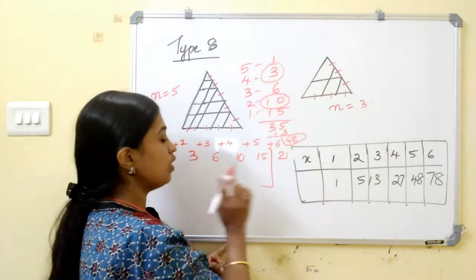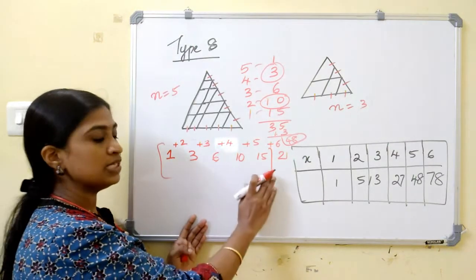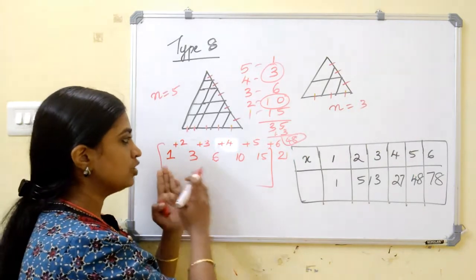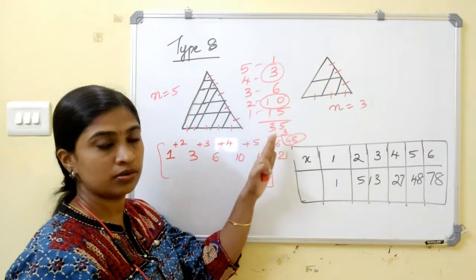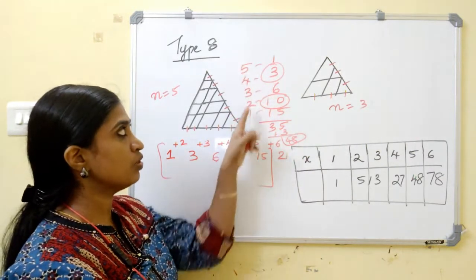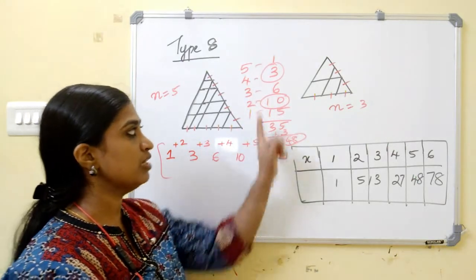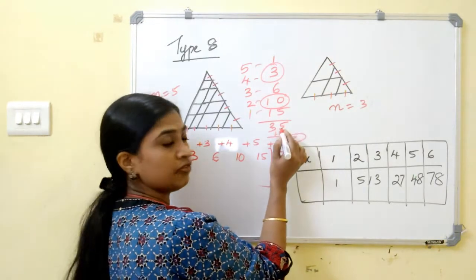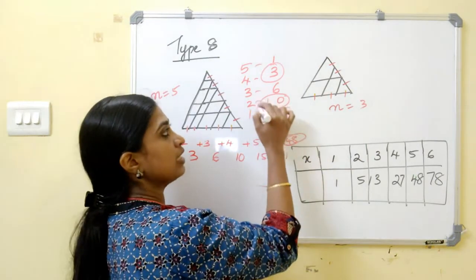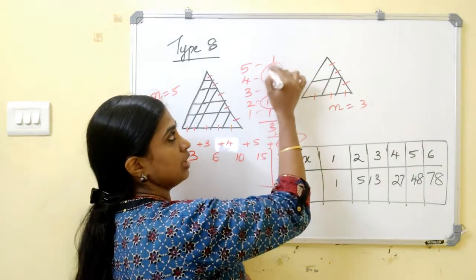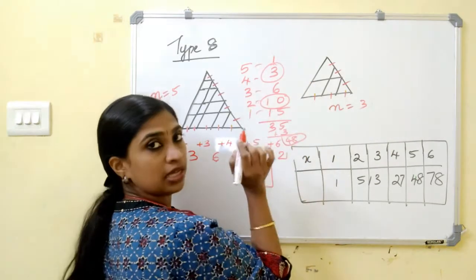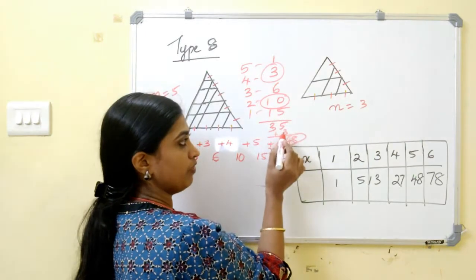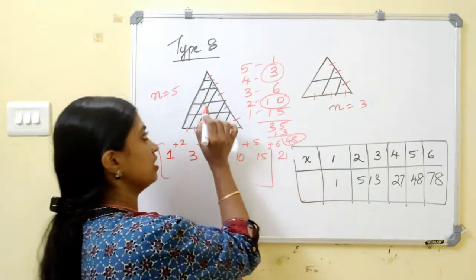Now from the series, take the first 5 numbers. That should be written in order. This is 5, 4, 3, 2, 1, with the series 1, 3, 6, 10, 15. And we will get 35. Then take the alternate numbers 10 and 3. Add it: 10 plus 3, 30. Add it to this 35. We will get 40. This is the number of triangles in this.